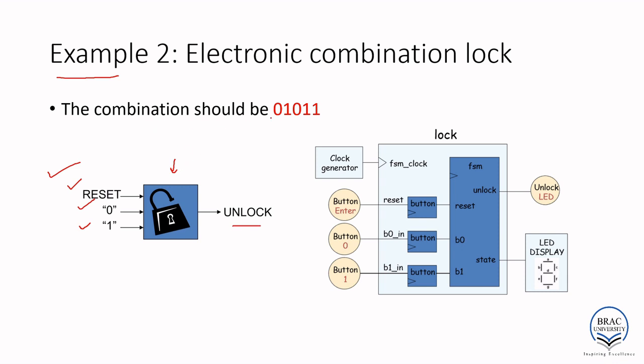And let's say we set the combination to be 0 1 0 1 1. So if we enter this combination using these two buttons, first we press 0, then we press 1, then we press 0, then again 1 1, and if we put in this combination, this lock should unlock, and it should generate a signal to unlock something we have previously locked. So this is another example of where we can use our finite state machines.